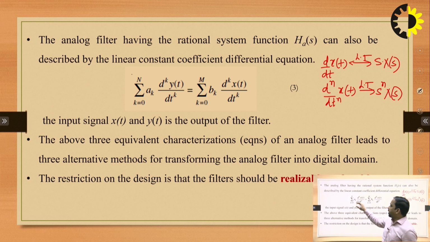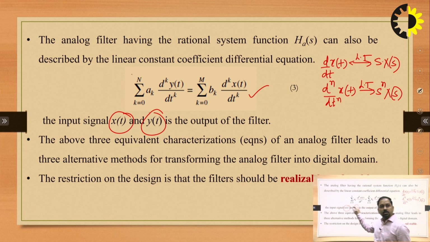So on the basis of that, if we cross multiply our equation number 1, we get the summation k equal to 0 to n of a_k times the kth derivative of y of t equal to the summation k equal to 0 to m of b_k times the kth derivative of x of t, where again x of t and y of t are the signals. x of t is the input signal and y of t is the output signal of a filter, and the filter is represented by its impulse response h of t.